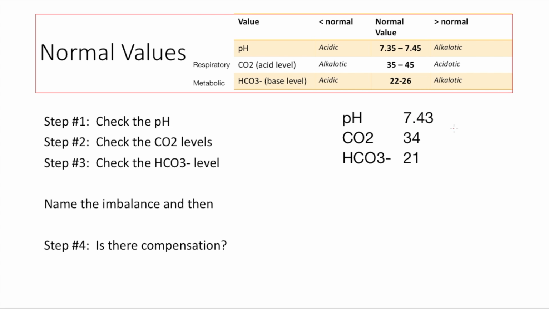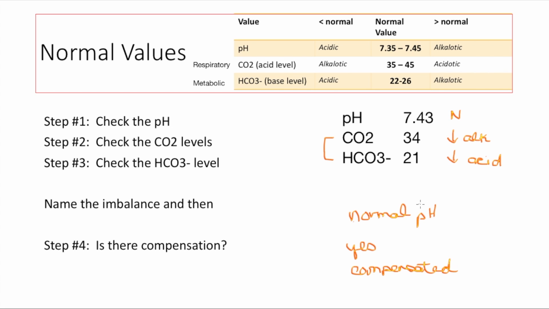So the pH 7.43 is within our normal range of 7.35 to 7.45, so we'll just put an N beside this value. CO2 at 34 is slightly low. We're going to put a downward arrow and identify that it is alkalotic. Bicarb is 21, also slightly low, downward arrow, and acidotic. So do I have an imbalance? Well, yes and no. Technically, my pH is normalized, so we can say that there is no imbalance. However, my respiratory system and my metabolic system have been working pretty hard to keep it there. So now to determine what imbalance my patient has just recovered from.